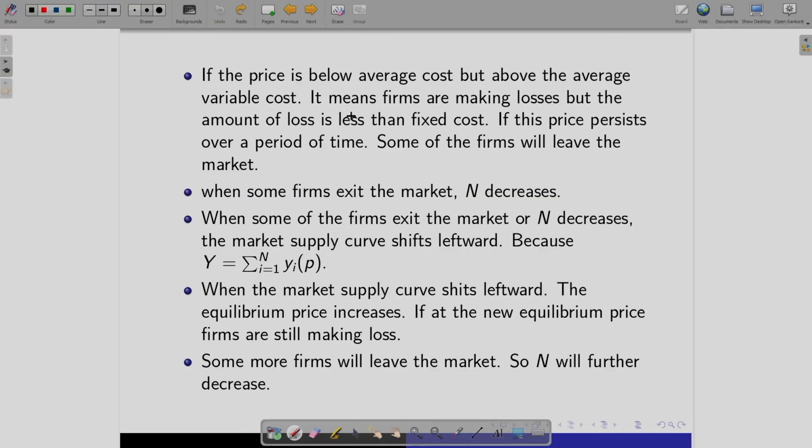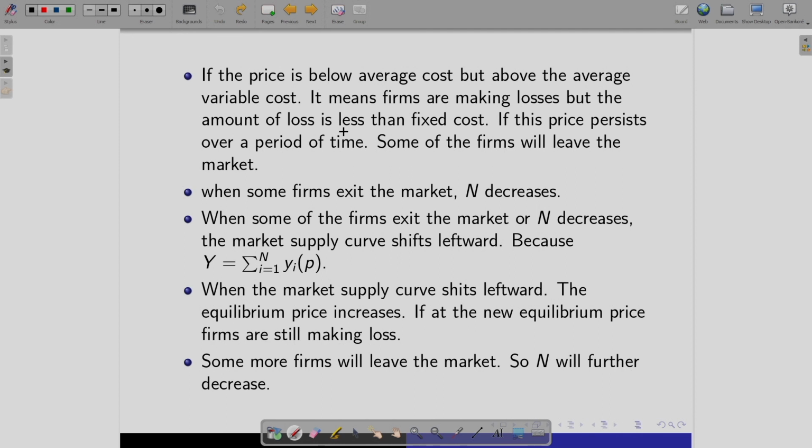Once the firms start leaving the market, the supply curve will shift leftward, and given the same demand curve, the equilibrium price is going to rise. The moment the equilibrium price rises, the firms are either going to make less loss, or they are again going to make some profit, that is, supernormal profit.